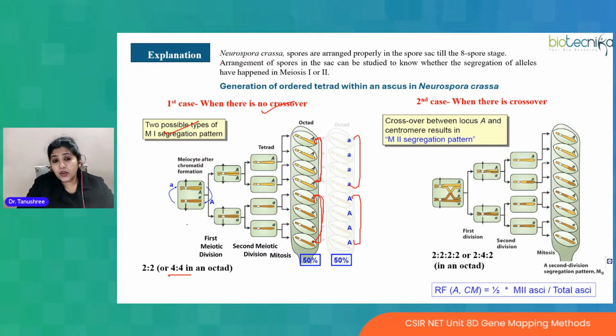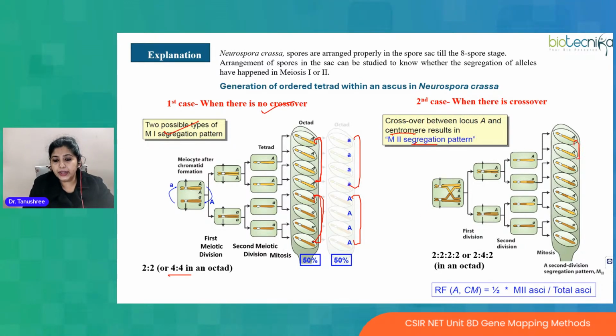However, when there is a crossing over event happening, crossing over is always considered between the allele A and the centromere. The centromere we consider as a point just to determine the crossing over event happening. And always remember, when there is a crossing over, the alleles segregate during meiosis 2. So meiosis 2 segregation pattern is observed.